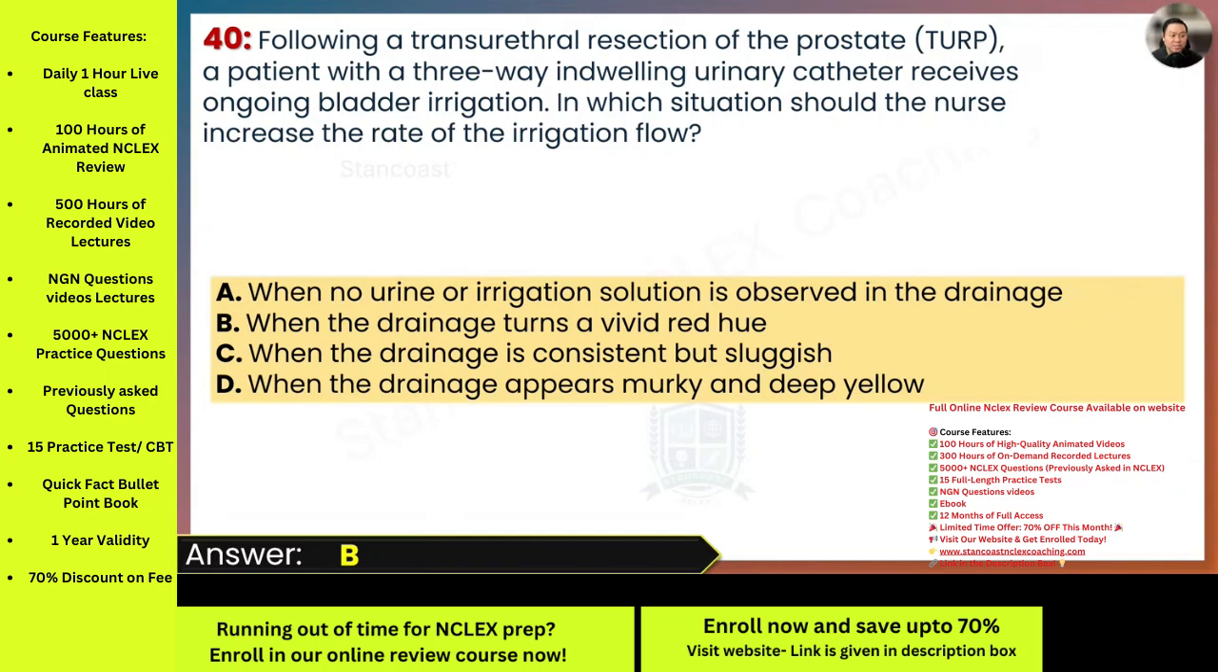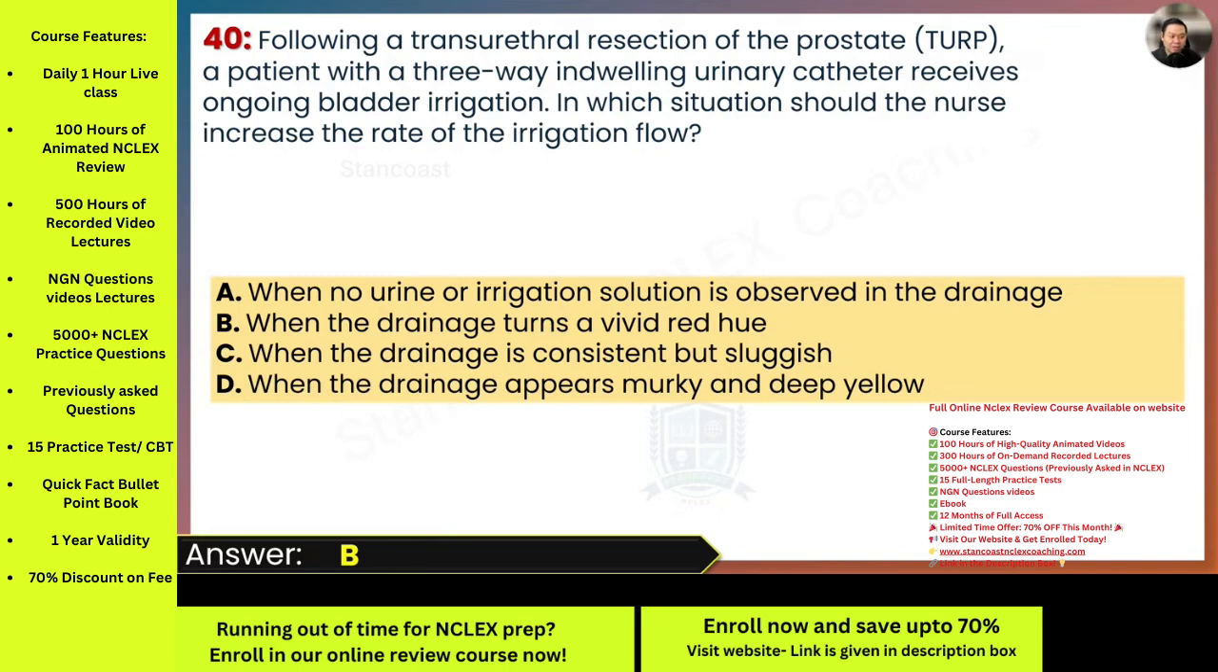It says when the drainage is consistent but sluggish. Again, incorrect, because sluggish drainage may simply mean that the flow is slower than expected, but it's still consistent. And if the irrigation is working properly and the catheter is patent, increasing the flow rate in the situation may not be necessary. The nurse could assess if the current flow rate is adequate and make adjustments if needed.